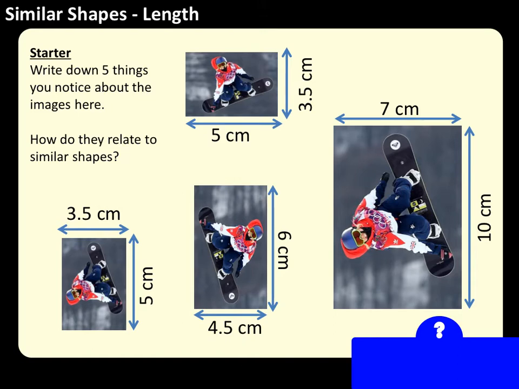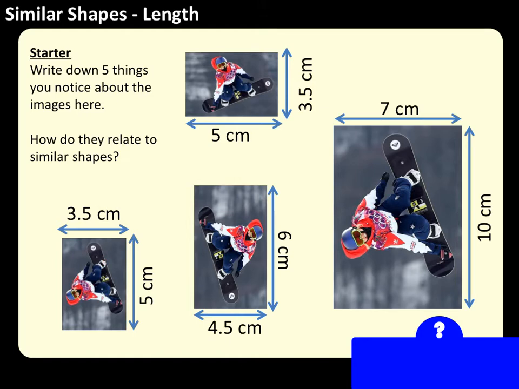Okay, so hopefully one of the things that you've noticed is that this photo here and this one here are exactly the same measurements. The only change between this picture and this picture is that this one's been rotated 90 degrees to the left. When things are absolutely identical, we call that congruent.